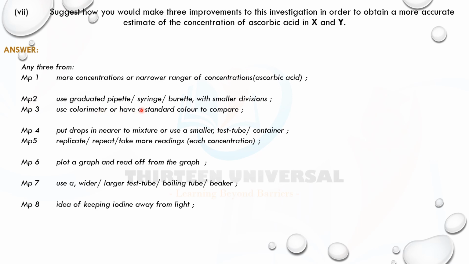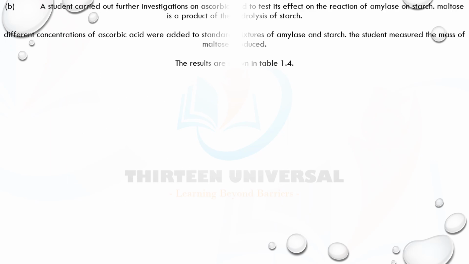A colorimeter can also be used instead of using the eyes to compare colors. Put the drops in nearer. Okay, these are the things. Plot a graph and read off the values. Use a wider or lighter reporting tube. So these are the things that could actually improve the experiment.